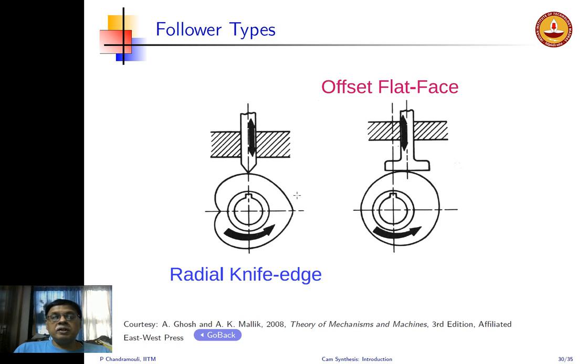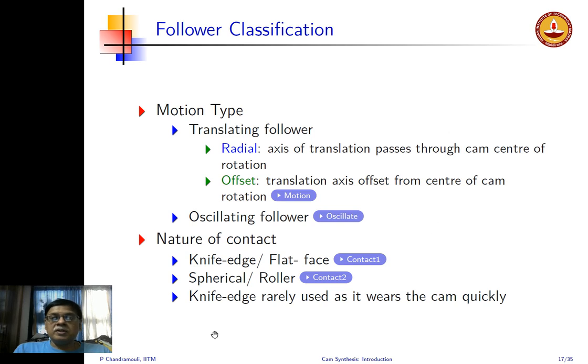So here's a pictorial representation. This is actually what is called a knife edge follower, as the name implies. This is a very sharp point contact between the cam, which is out here, and the follower, which is translating back and forth. The axis of translation is passing through the cam center, so this is called a radial knife edge. Of course, we'll see the subsequent classification based on the type of follower. Based on the motion, it's a radial translating follower, and this is a case where the translation axis is offset, which is called an offset follower.